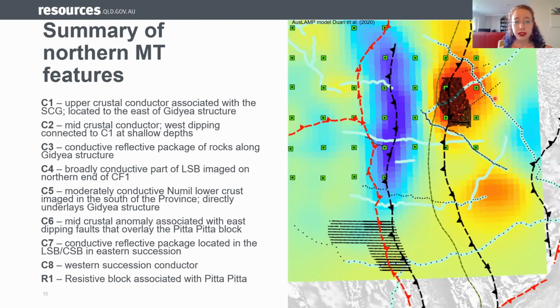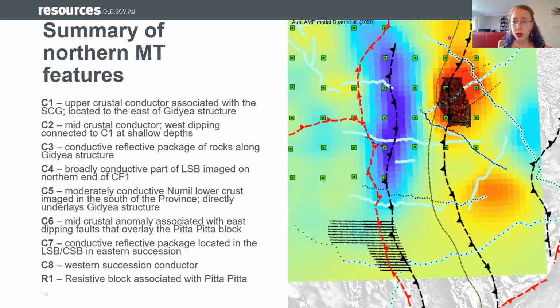And then we've got C2 and C3, which seem to be intimately associated with the location of the Gija structure, but only really up here around Cloncurry. As we continue further south, we don't seem to see that really strong conductor continue.